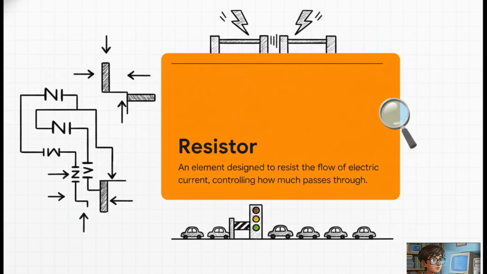All right, first up, the resistor. Think of this little guy as a traffic cop for electricity. Its whole job is to push back, to create resistance and manage just how much current gets to pass through. It is one of the most fundamental tools for controlling the flow in a circuit.